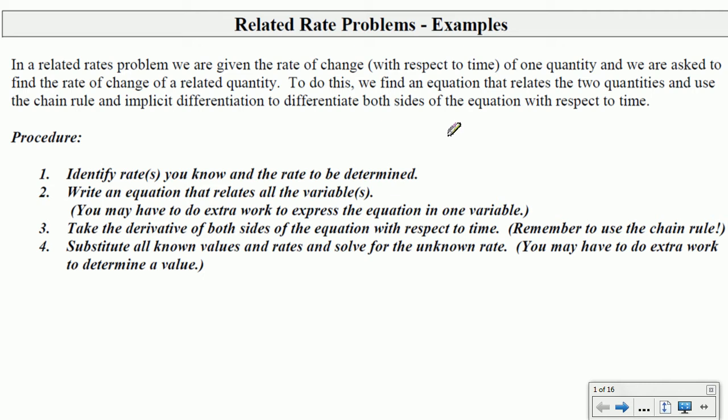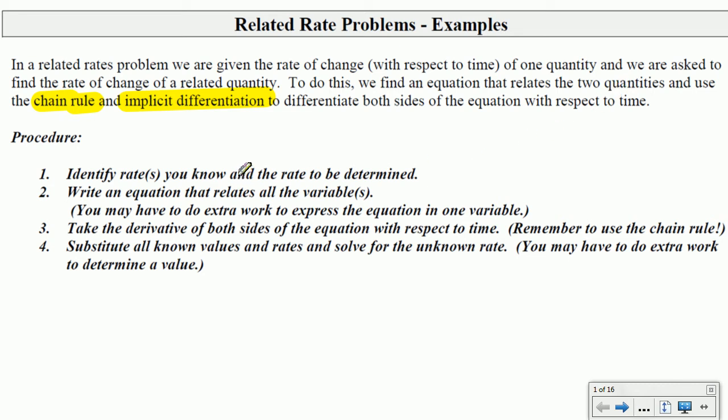So today we're doing related rates problems. In a related rates problem, we're given the rate of change with respect to time of one quantity, and we're asked to find the rate of change of a related quantity. To do this, we find an equation that relates the two quantities, and we use the chain rule and implicit differentiation to differentiate both sides of the equation with respect to time.